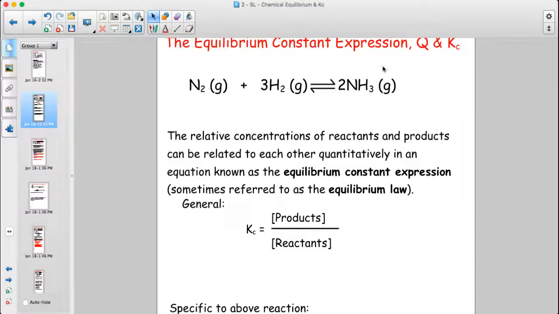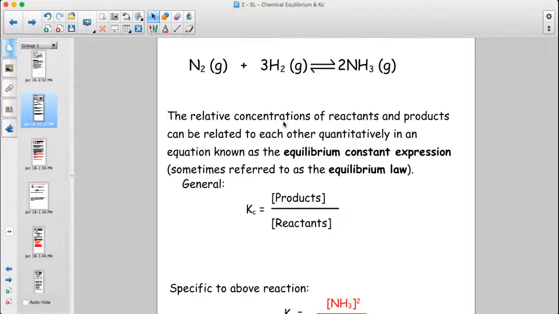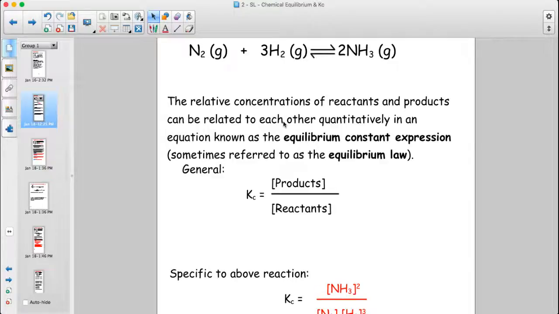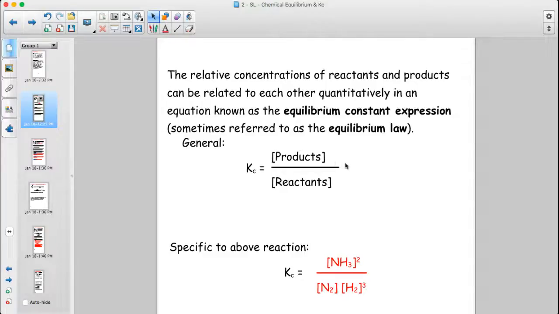Okay, so as a recap, this is the Haber process reaction. Nitrogen plus hydrogen makes ammonia. Everything's in the gas phase. And so if you can determine the relative concentrations of reactants and products, they can get put together into a mathematical equation. And you always put product concentrations on top and reactant concentrations on the bottom. And that is equal to Kc. So this whole thing that I've drawn here is a generic version of the equilibrium constant expression. Sometimes it also gets referred to as the equilibrium law.